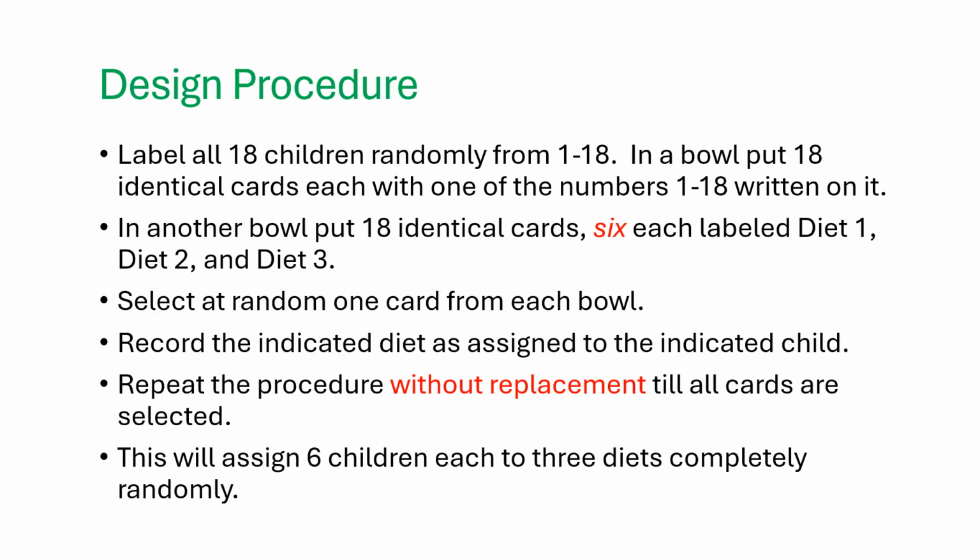If you are going for unequal sizes, you can change the number of diet 1, diet 2, diet 3 cards like that. Put them in a second ball, and then select randomly one from each ball. See and record the indicated diet as assigned to the indicated child. You can draw simultaneously, or ask someone to draw, and see which child is given which diet. Just record it and repeat the procedure without replacement. Here the best policy is without replacement. You can also try with a replacement plan as well.